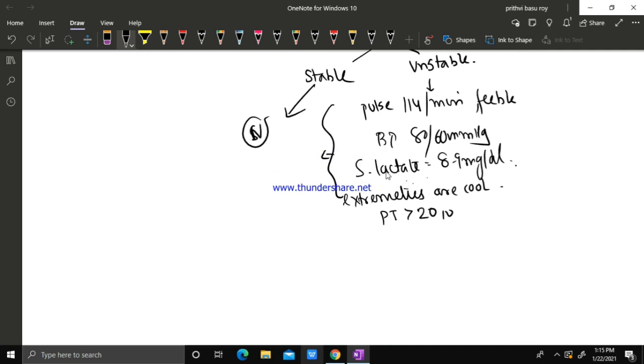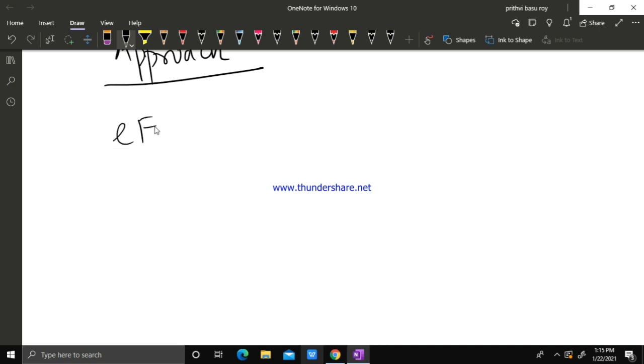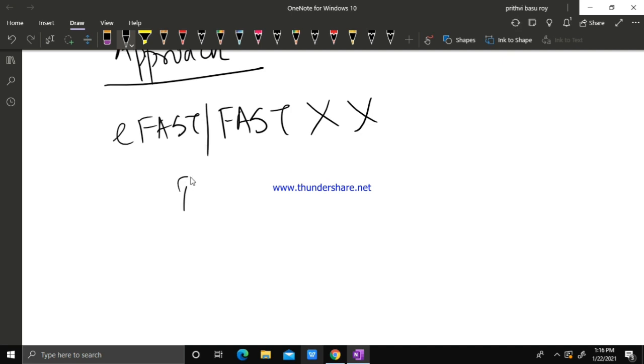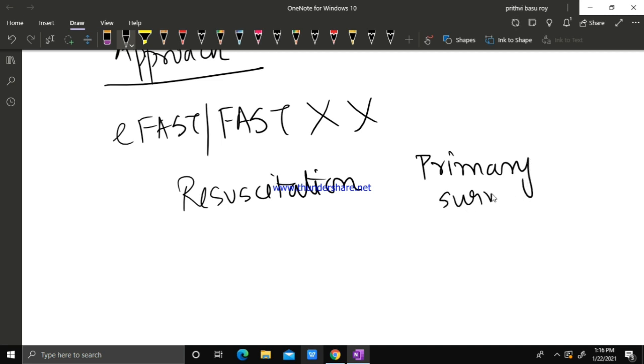Now, how to approach this patient. This is the thing which they give you. The most common mistake people make is to say FAST. No, this is not the first thing you are going to do. A patient is unstable, so you are going to follow the trauma protocol of ATLS. First, you do two things together: resuscitation and the patient's primary survey. Both of them together, not one after the other. You have to do this simultaneously.